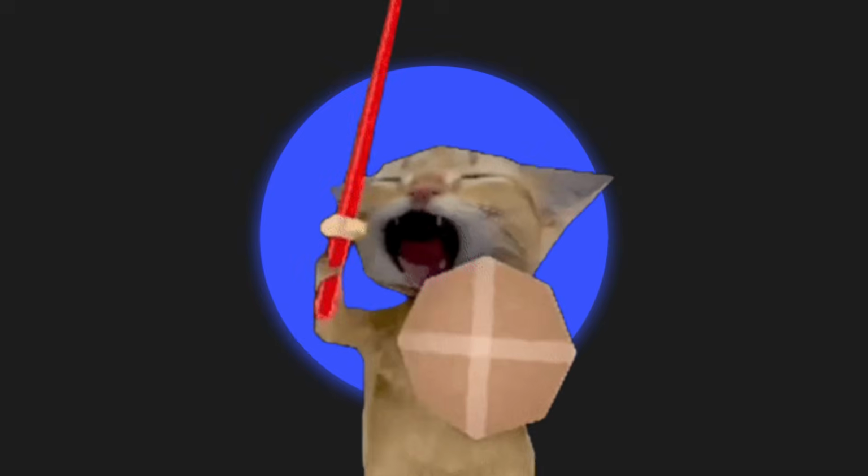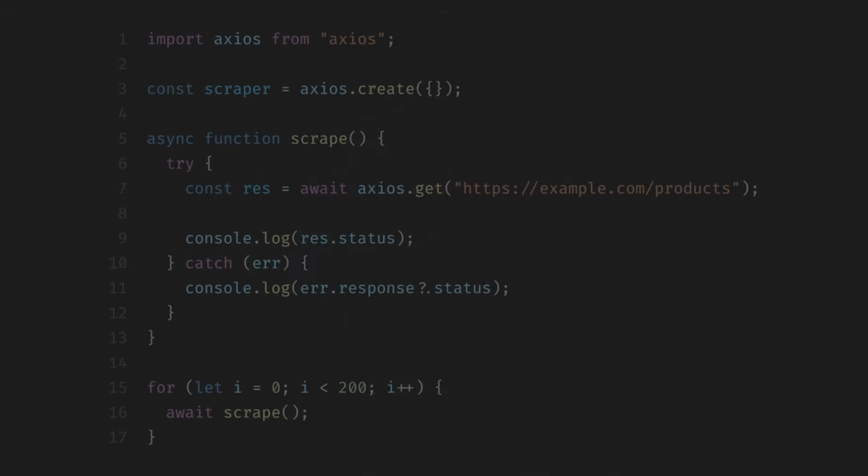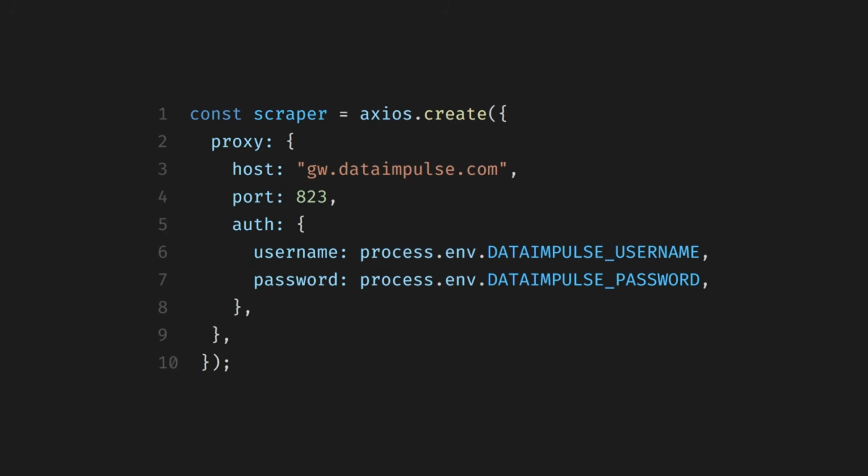Today, we learned how to protect our own API with rate limiting and how to build web scrapers that can scale using DataImpulse residential proxies.